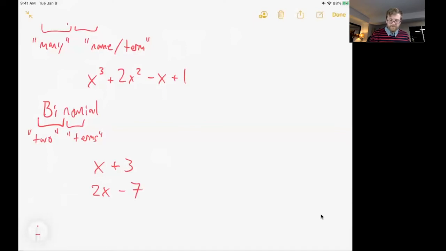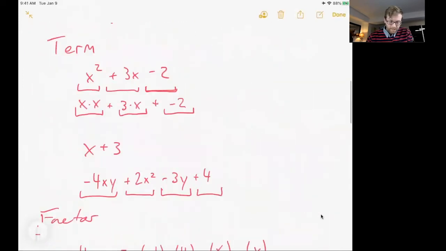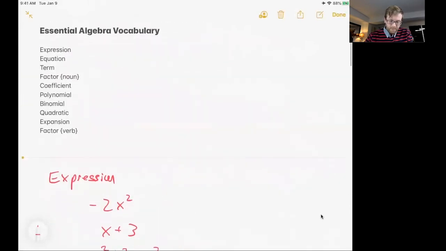And they don't have to be just like that. They could be 3x squared y minus 7y. That could be, it's a binomial. It's two terms, okay? All right, polynomial, many terms, binomial, two terms. Got it. Let's see, what's next here?